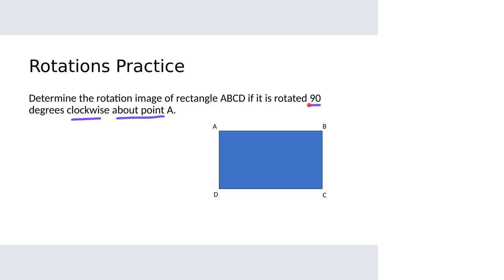So I'm going 90 degrees clockwise. First thing I have to do is realize it's going to be that direction, clockwise. 90 degrees means my horizontal lines are going to turn vertical. My vertical lines are going to turn horizontal. And I'm rotating about point A, so point A here is not going to move. And so I'm going to take this rectangle, I'm going to move everything that direction.